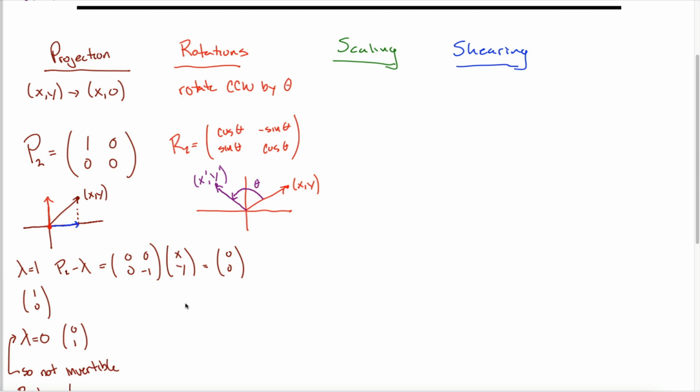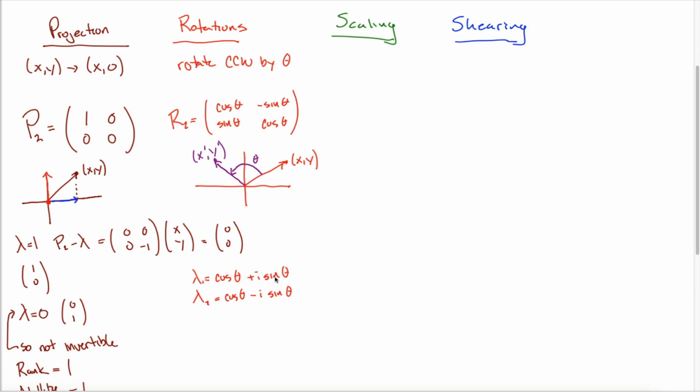If you take the time to calculate the eigenvalues using the same process we did over here, you'll get cosine theta plus i sine theta and cosine theta minus i sine theta. Note that this only gives you a real value if sine theta equals 0. As you may remember from a trig class, that happens when theta is a multiple of pi. So unless we're talking about a 0-degree rotation or a 180-degree rotation or something, we're not going to have any real eigenvalues.